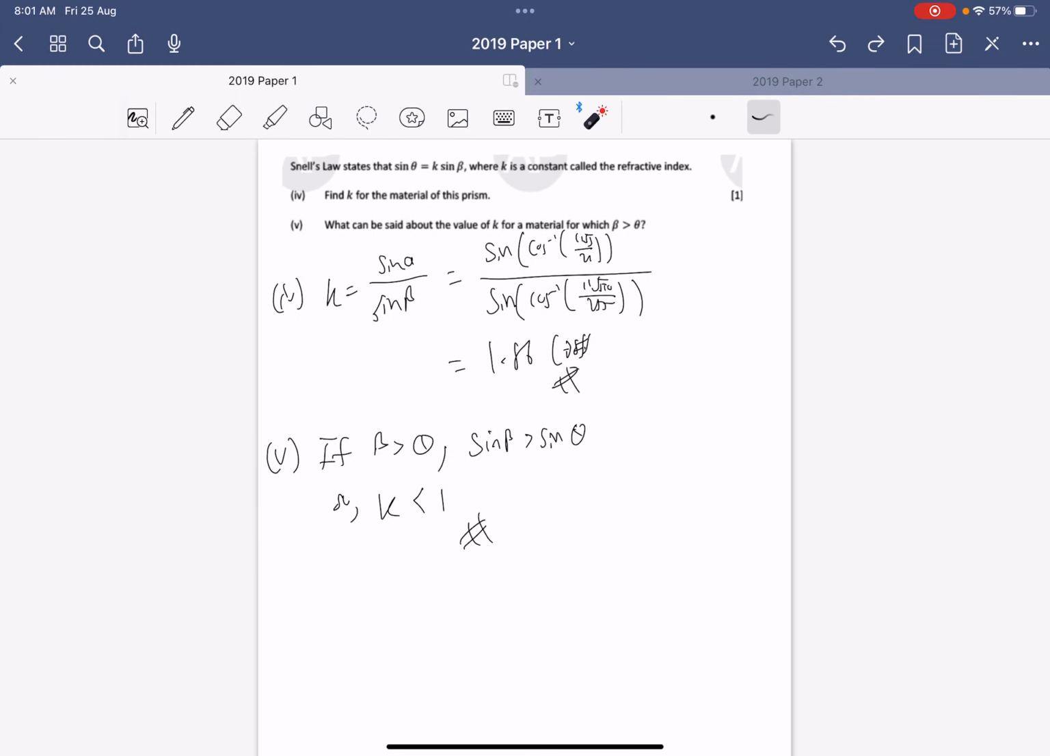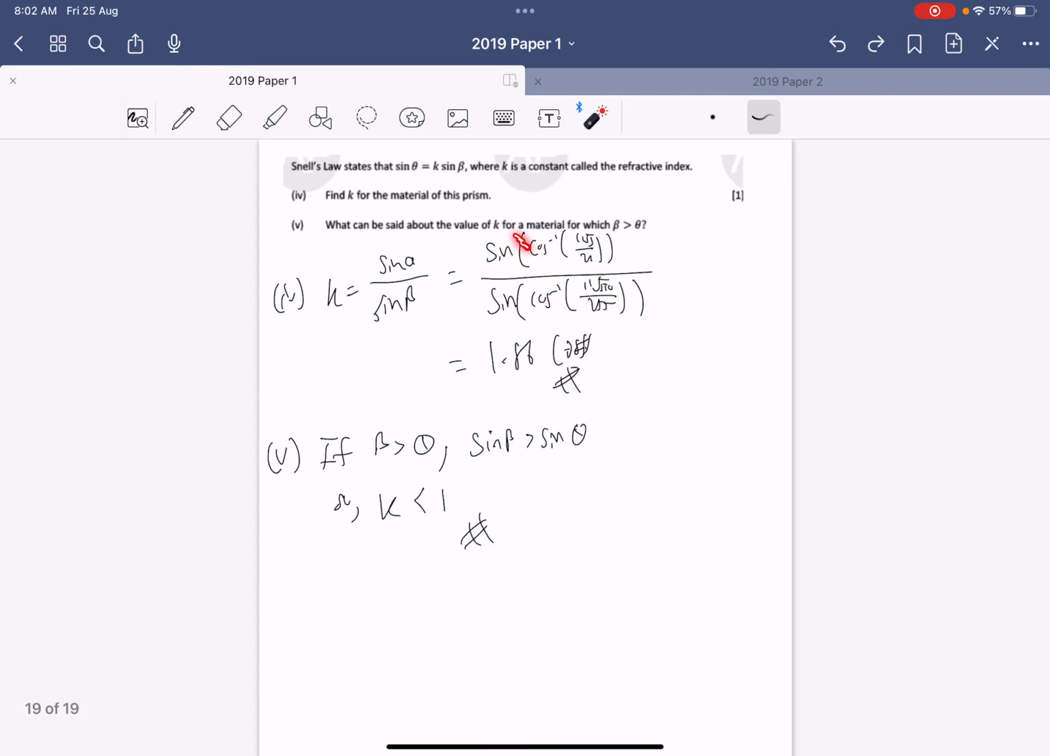Next, Snell's law states that sine theta equals k sine beta. So what's k? Well, we already found cosine theta, and we know cosine beta. So theta and beta are just the inverse cosine of those, and then you just take the sine. Then you just plug into your calculator and press the correct values, and you'll get 1.86 to 3 significant figures, because they never say it needs to be any exact value. So you just use your calculator, quickly do it for 1 mark.